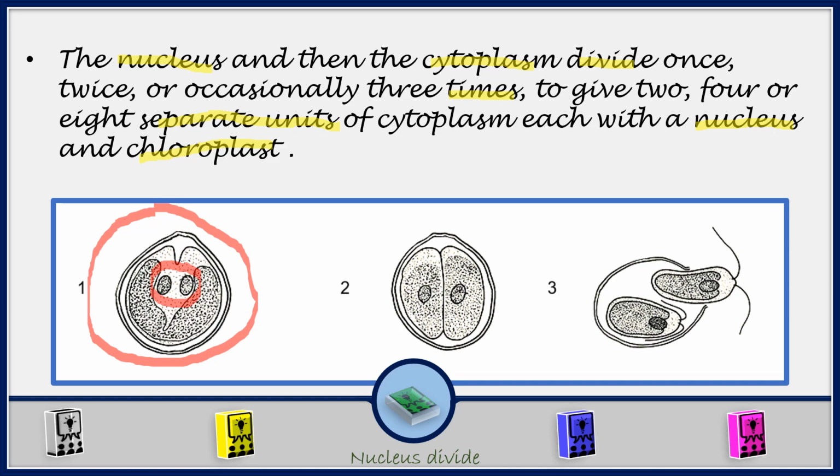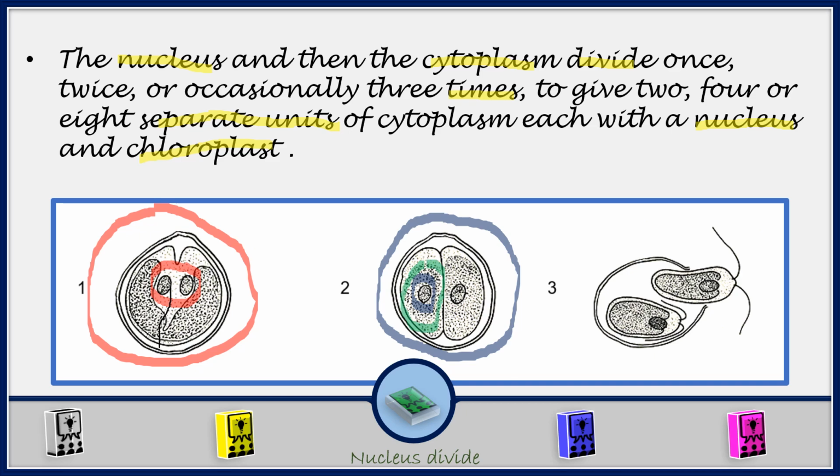And also, you will see that the cytoplasm is dividing, and then we are also having a division in the chloroplast. So it will divide itself. And when it divides itself, we shall form 2 units. And each unit has got the nucleus, and it also has got the chloroplast surrounding the nucleus, each unit.